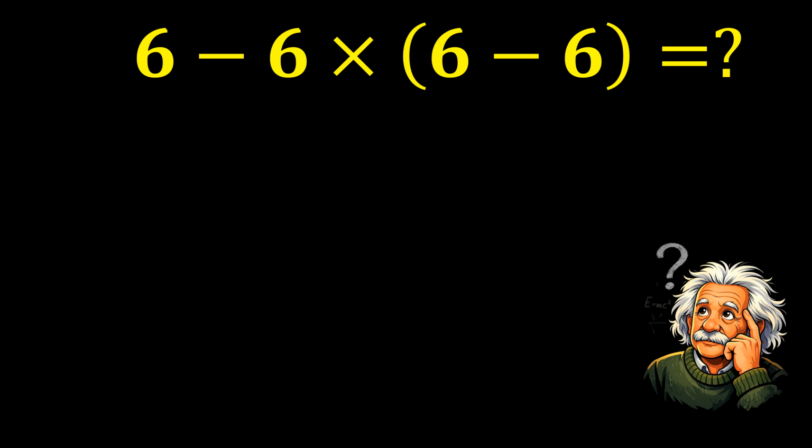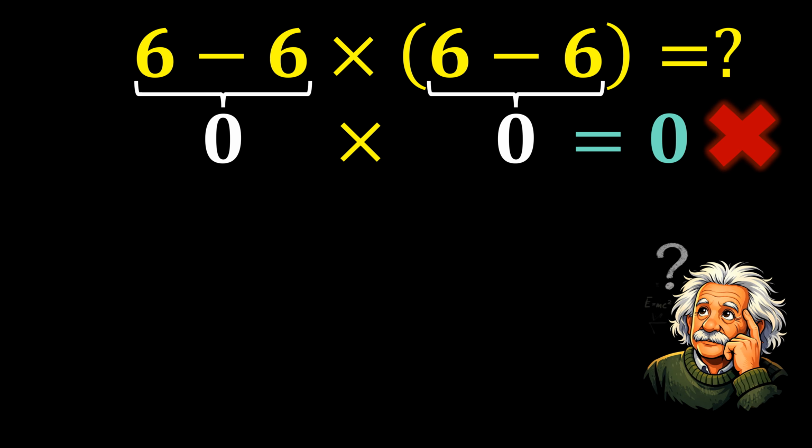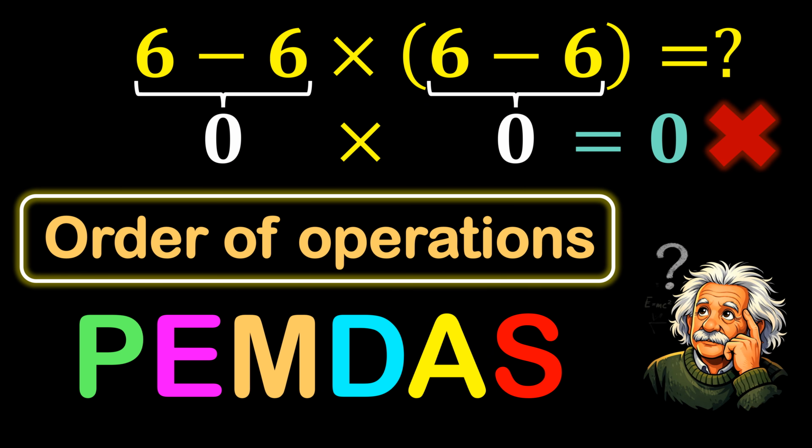6 minus 6 is 0, and again 6 minus 6 is 0. And 0 times 0 equals 0, but this answer is wrong because we didn't follow the order of operations, which we call PEMDAS.